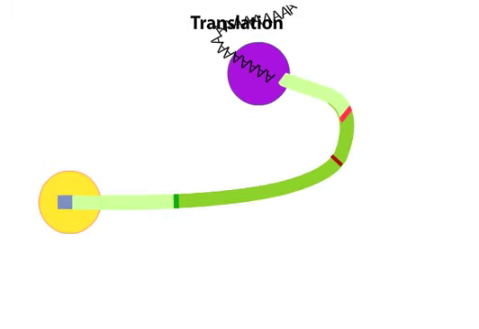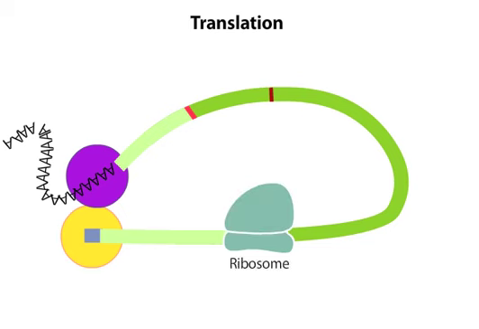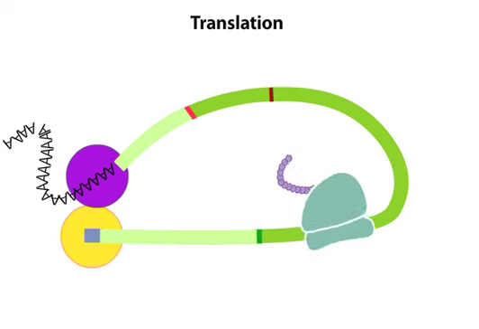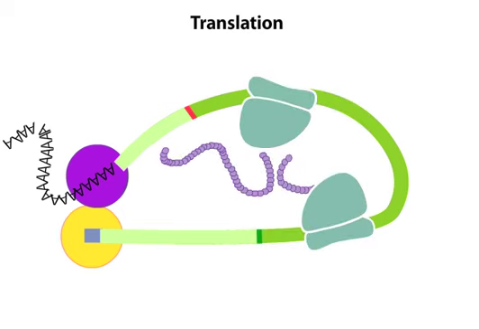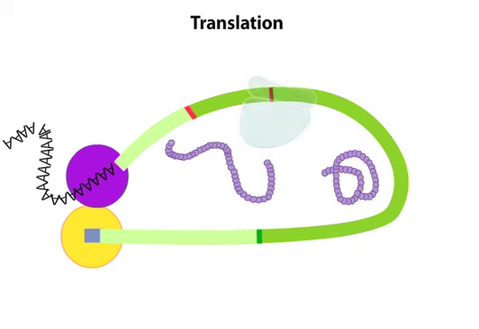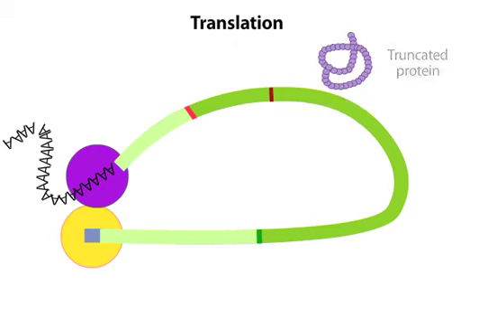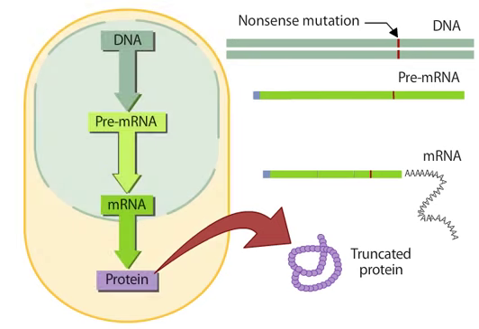Using the mRNA as a template, ribosomes synthesize each protein one amino acid at a time. The nonsense mutation is read as a stop codon, prematurely terminating translation. A truncated protein is released. The nonsense mutation has been carried through to the mature mRNA, causing the synthesis of a truncated protein. This mutant protein is likely to be non-functional.